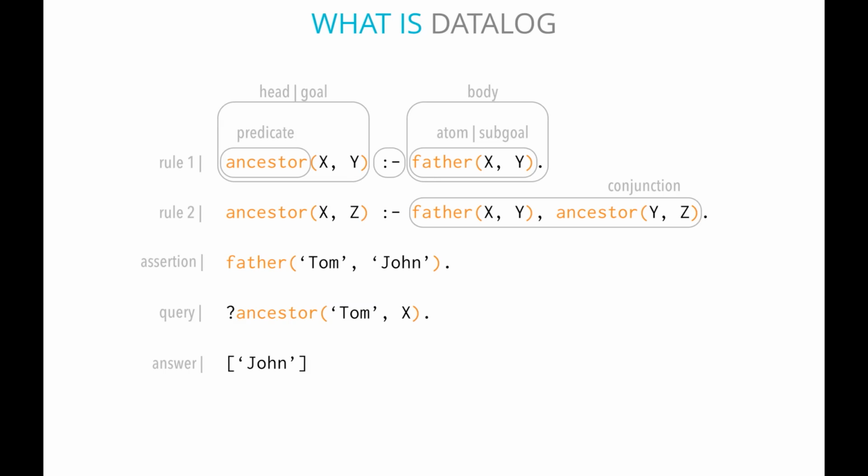Who's the ancestor? It's going to be John, because John is Tom's father, and because of rule 1 and rule 2, John is also the ancestor of Tom, right? So that is the way you work with Datalog. And what we call the first two rules, the assertion and the query, we call that a program, and that's what we're going to use in Leaplog to define the logic.